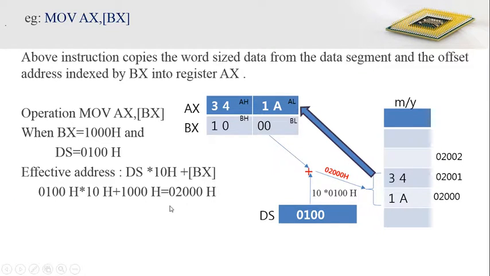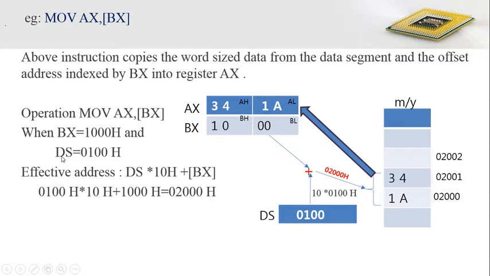Consider this one example: MOV AX, [BX]. That means BX is a register, and that register holds the memory address information. That address actually indicates the displacement value. Okay, so consider this one instruction and this example: MOV AX, content of BX. Suppose the value of BX is 1000H. This is actually a memory address information.